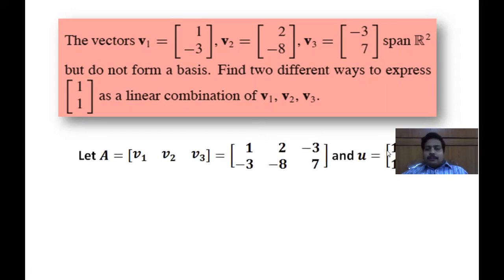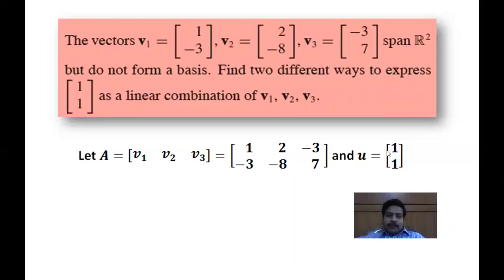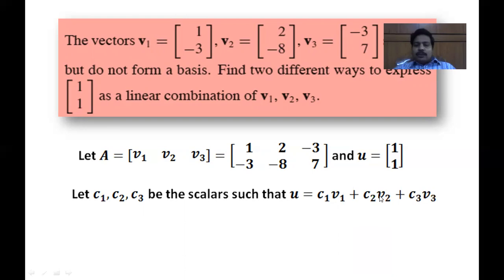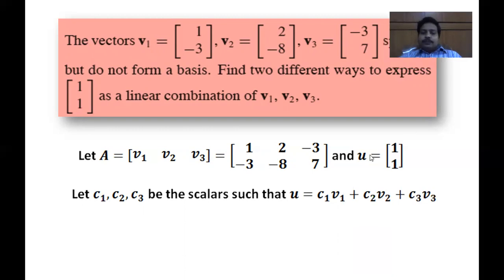So let us form a matrix A with the given vectors V1, V2, V3. That is equal to 1, minus 3, 2, minus 8, and minus 3, 7. This is the matrix A, and let U is equal to 1, 1. Let us name it as U. So let C1, C2, C3 be the scalars such that U is equal to C1 V1 plus C2 V2 plus C3 V3. Then we need to find at least two sets of C1, C2, C3. That is the given problem. So we need to solve this and find two sets of C1, C2, C3.